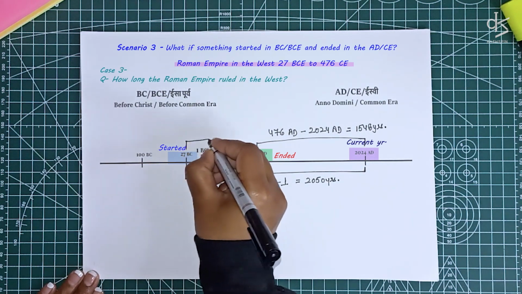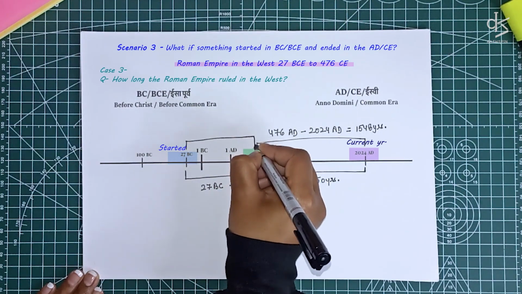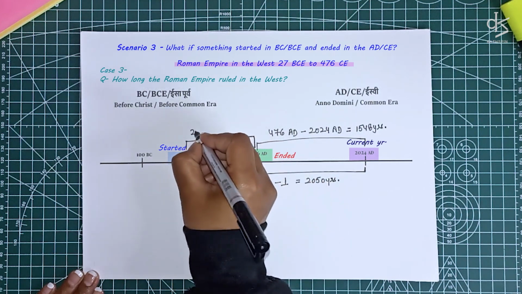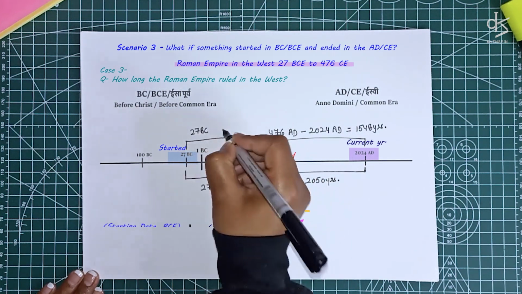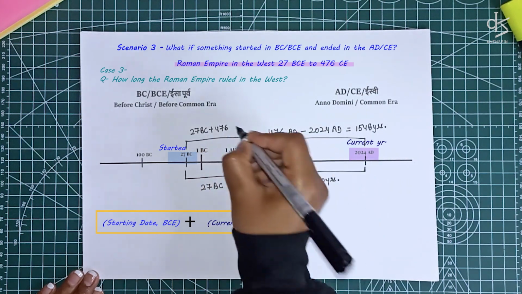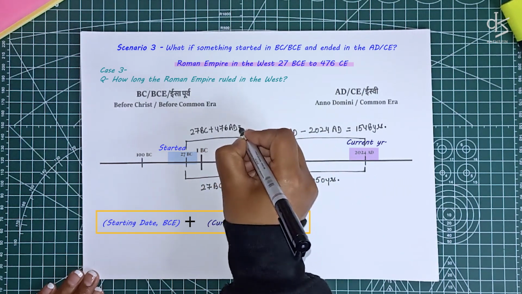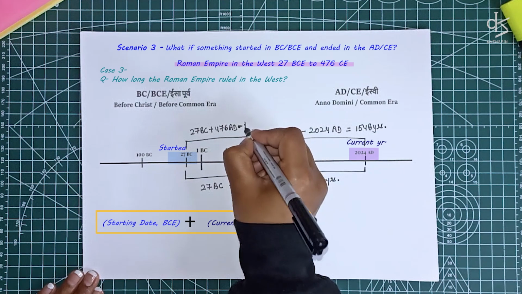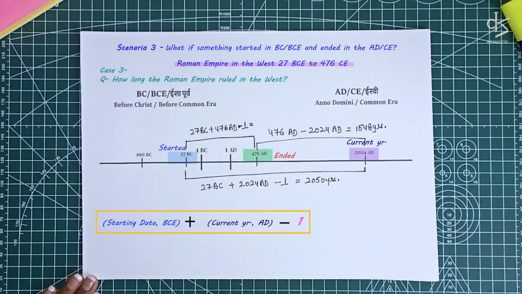Case 3. How long did the Roman Empire rule? Add the beginning and the end date and subtract 1. 27 plus 476 minus 1. That gives you 502, which means the Roman Empire ruled for 502 years in the West.